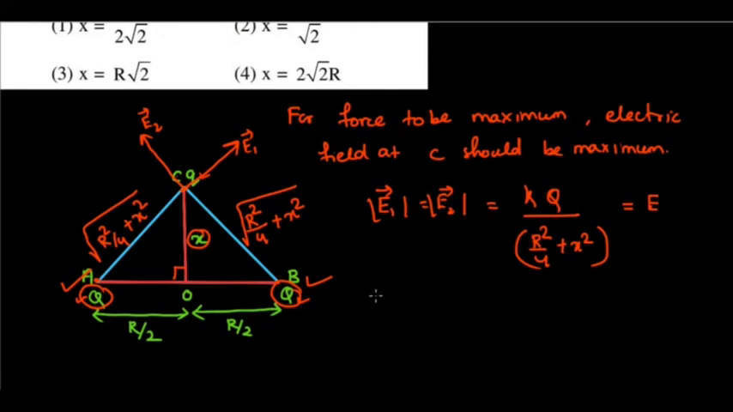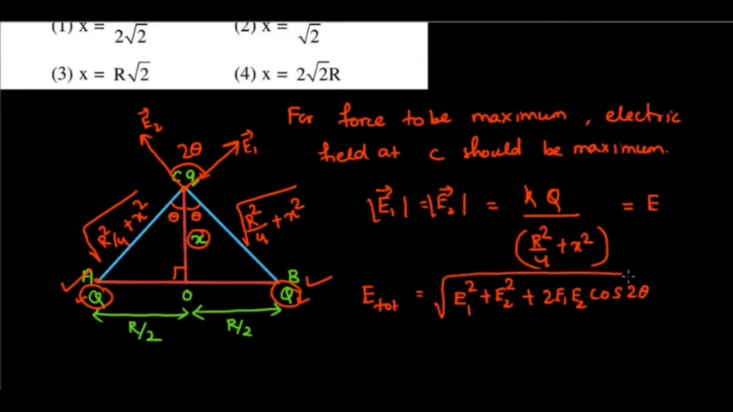Is that clear? So the total electric field will be how much? Let us assume that this angle is theta, then this angle will also be theta. So this angle will be 2 theta. It means the angle between the two electric fields is 2 theta. So E total is given by this formula: square root of E1 square plus E2 square plus 2 E1 E2 into cos of the angle between them. I can write cos 2 theta and then give this square root symbol.